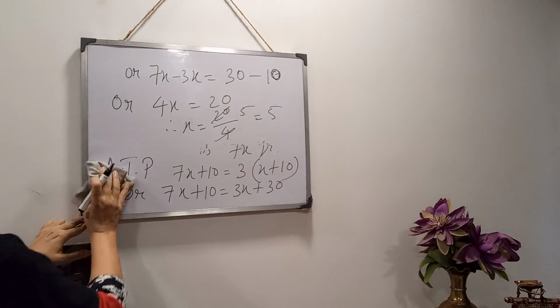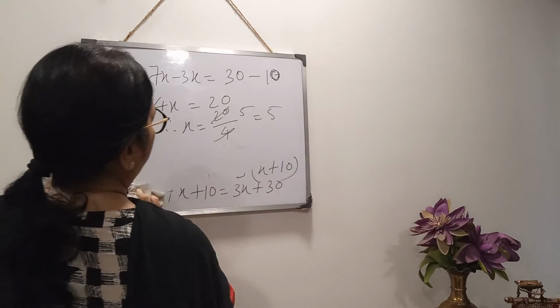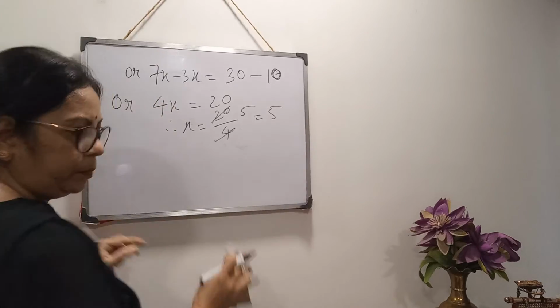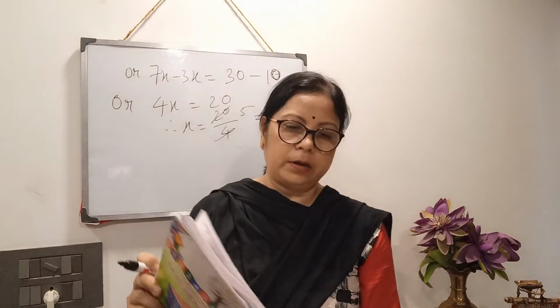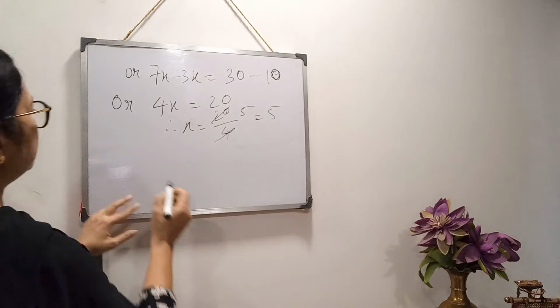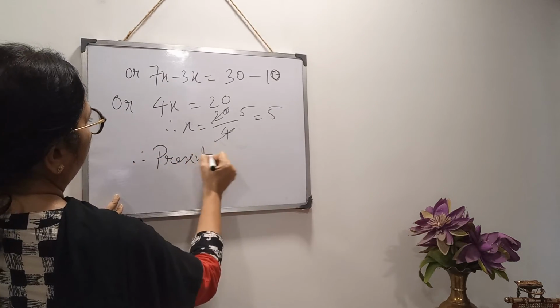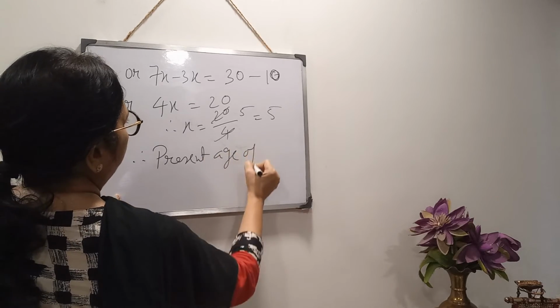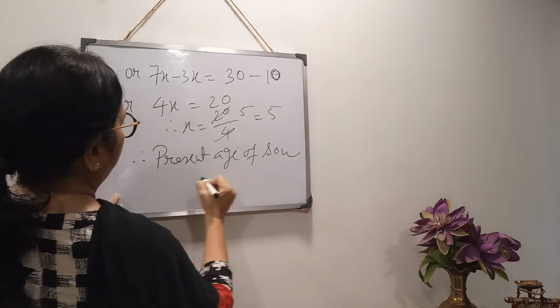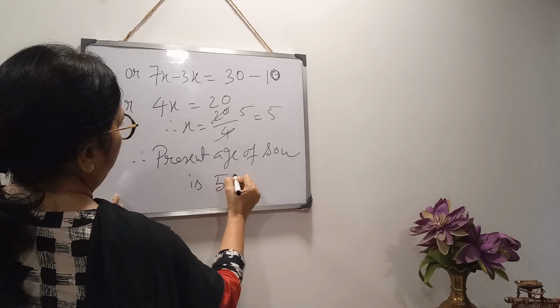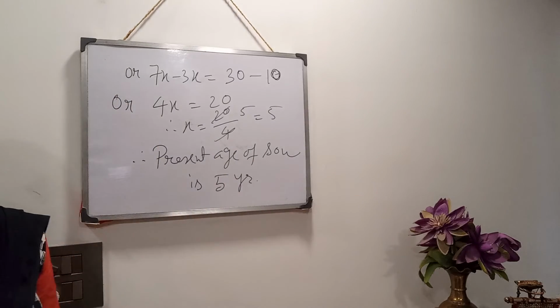X is coming 5. So what to find out? You have to find out the present age of the son. Yes. Therefore, present age of son is 5 years. Clear?